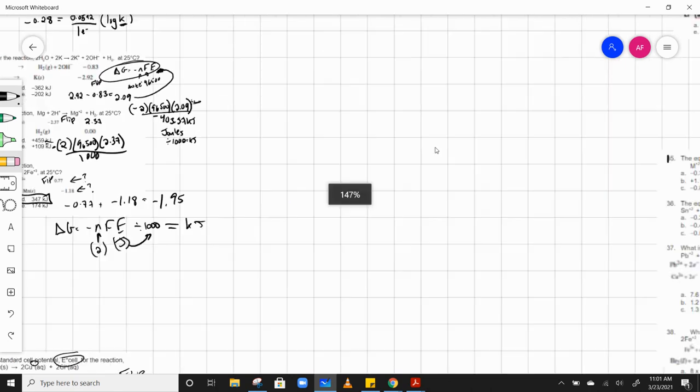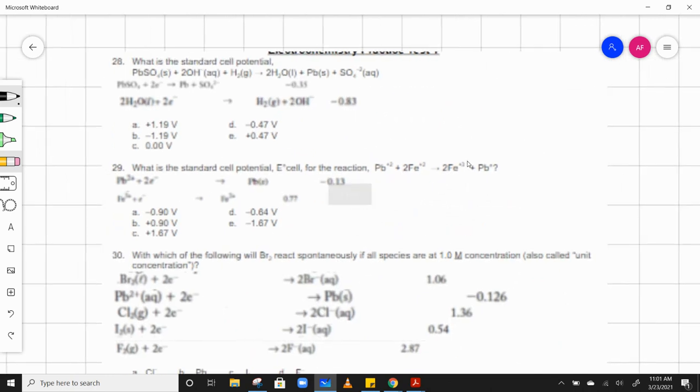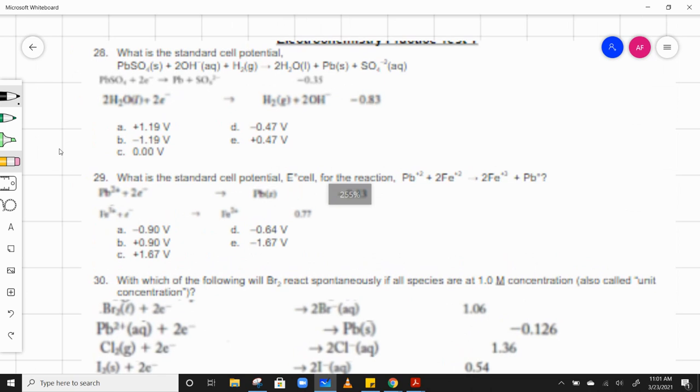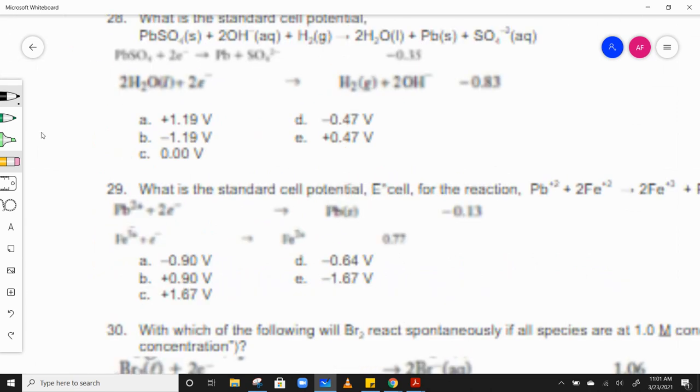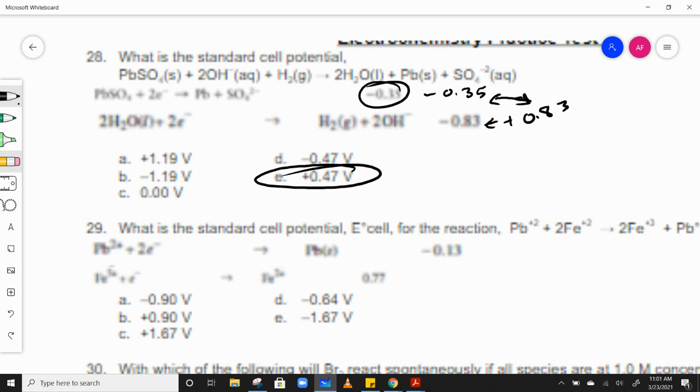Okay, number 28. What is the standard cell potential here? I also wrote the wrong one for this one, or I copy and pasted the wrong one. This one was wrong. This is negative 0.35. That one you keep. You have to flip this one, so that becomes positive 0.83. Then you combine these two together, negative 0.35 and 0.83, and I got positive 0.48. Closest to that is that one.